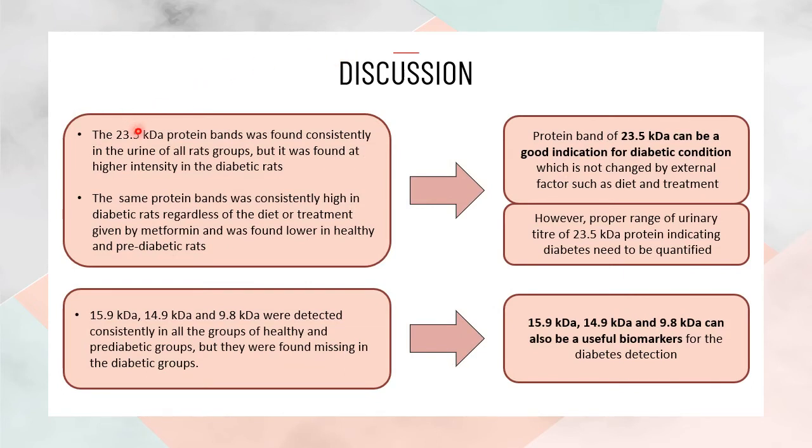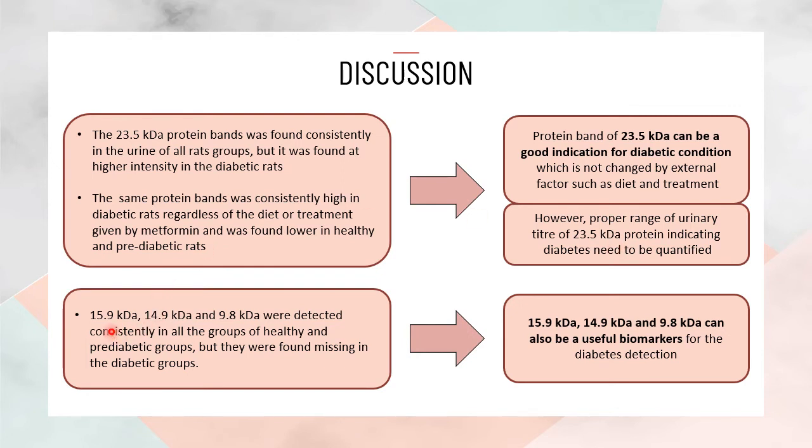The 23.5 kilodalton protein band was found consistently in the urine of all rat groups, but it was found at a higher intensity in the diabetic rats. The same protein band was consistently high in diabetic rats regardless of the diet or treatment given by metformin, and was found lower in healthy and pre-diabetic rats. So this 23.5 kilodalton protein can be a good indication for diabetic condition which is not affected by external factors such as diet and treatment. However, we still need to quantitate this protein for further analysis.